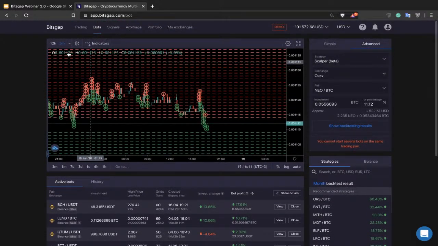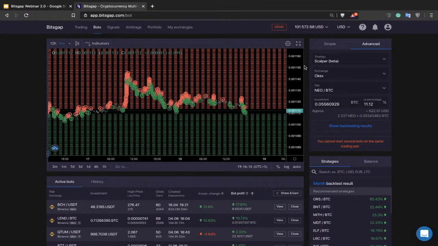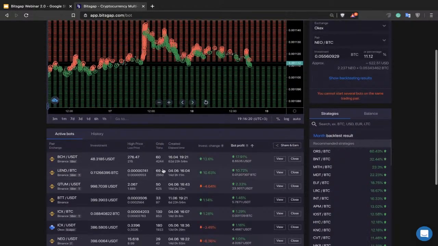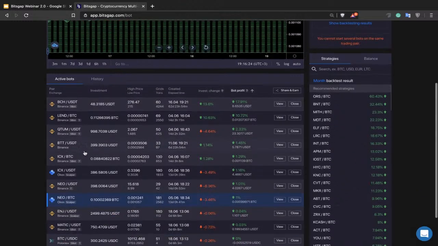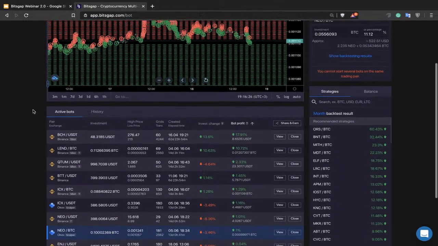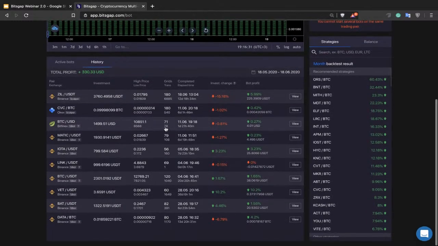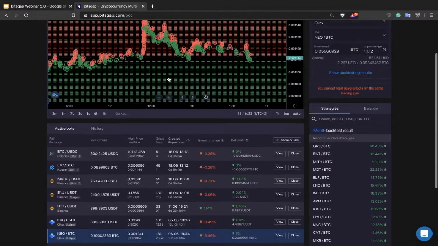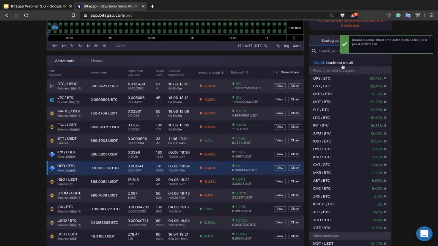And here we have a chart as usual, which you can zoom out and zoom in any way you want. And below we have a list of all of our active bots. So you see I have a bunch of them right now. And here we also have the history, so we can always check the past results. What is interesting, the cool thing here is that we have on the right side strategies.